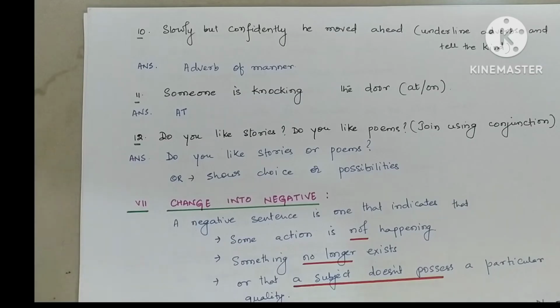Now number 11. Someone is knocking dash the door. At or on. It is at the door. Number 12. Do you like stories? Do you like poems? Join using conjunction. Conjunction is joining words. Now stories and poems are in the same category. So do you like stories or poems? Or shows choice or possibilities which come under the same genre.